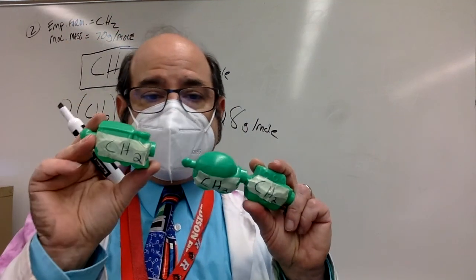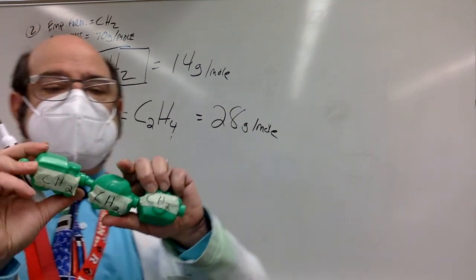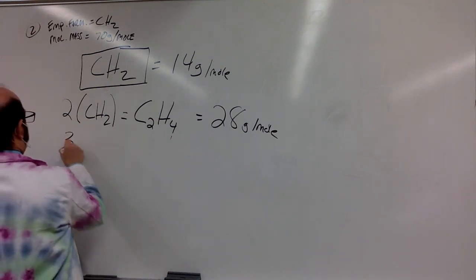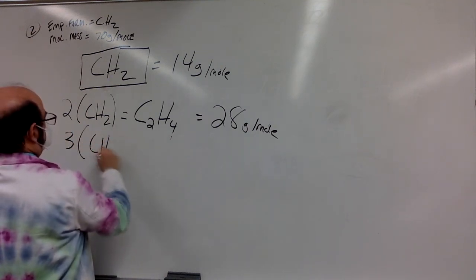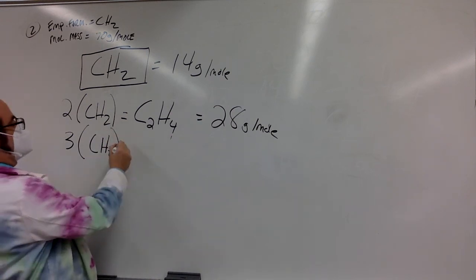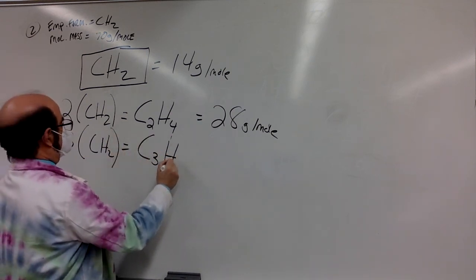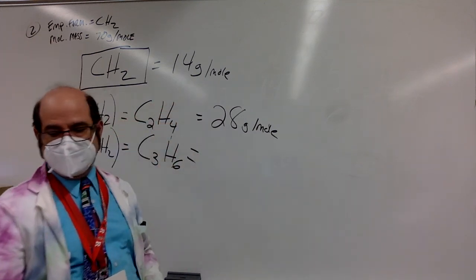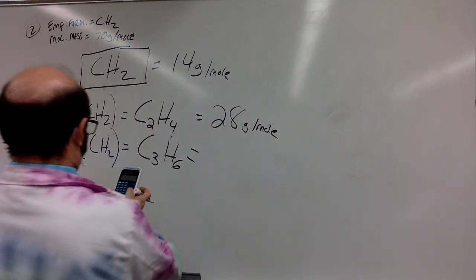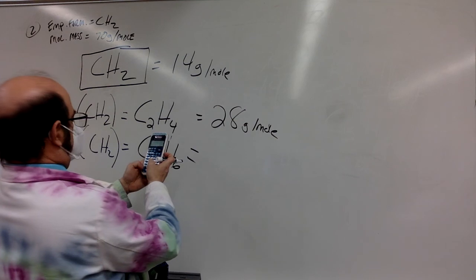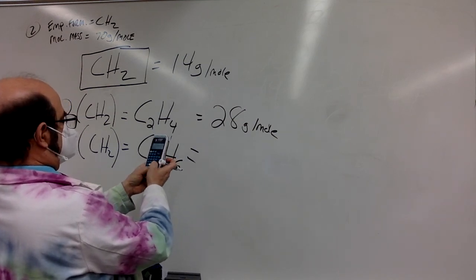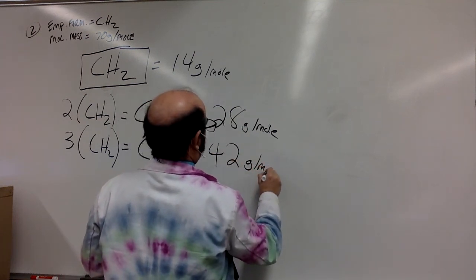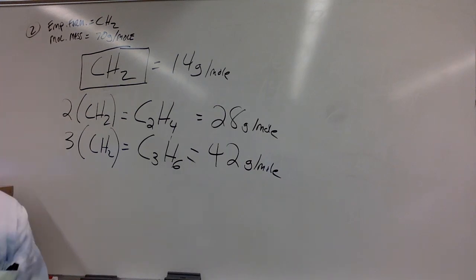Mr. G, what if I had 3 pop-ups? Well, that's what's coming up next. 3 of them together. Ta-da! 3 pop-ups. You can have any multiple. 3 times CH2, multiply that out, equals C3H6. 3 times that 14 gives us, calculator, I think 42. 14 times 3 equals, oh good, I can do math in my head. 42 grams per mole.